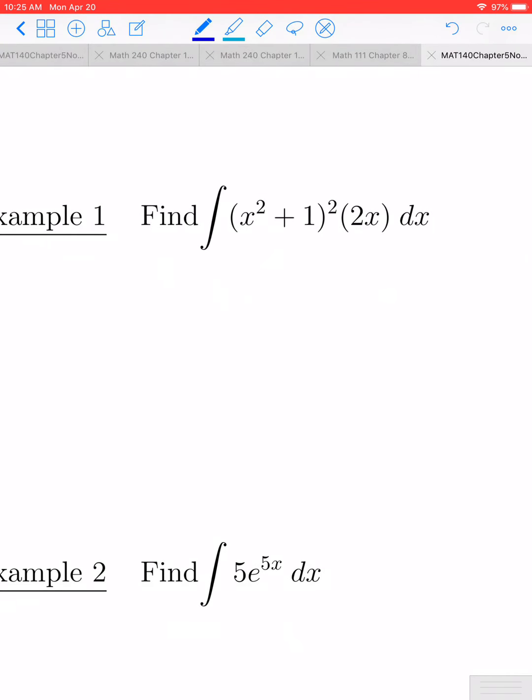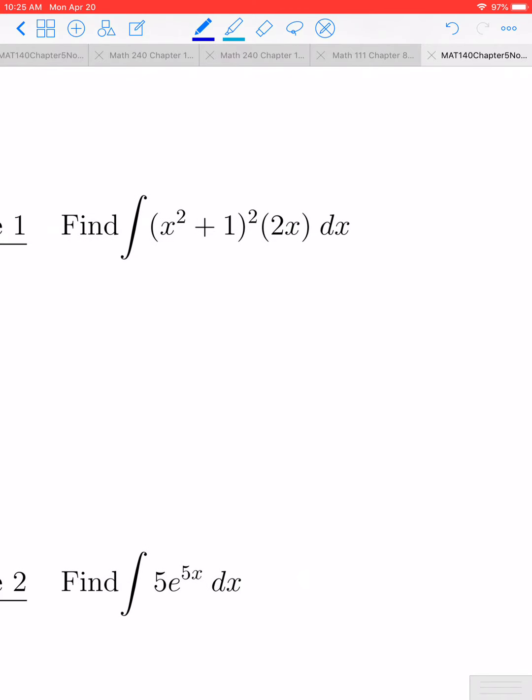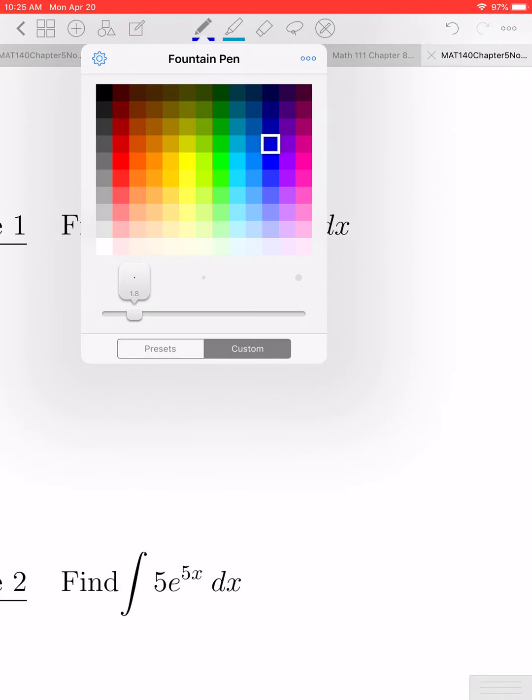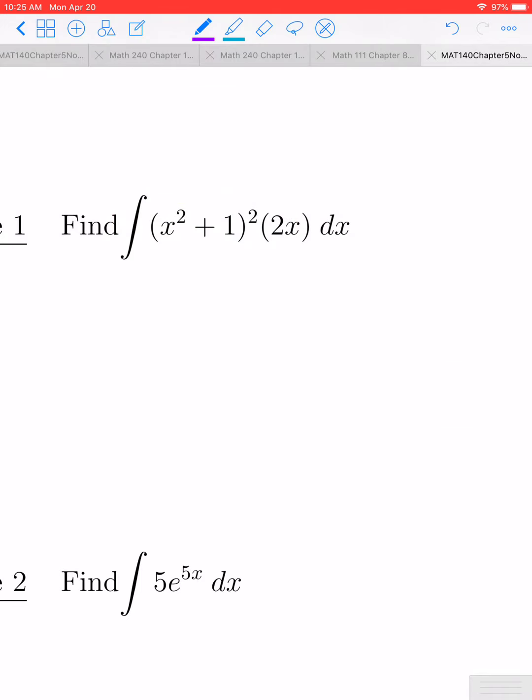Let's take a look at example 1. They want us to find the antiderivative of x squared plus 1, all squared, times 2x dx. Again, we want to make a substitution here. What we're looking for in terms of our choice of u is a part of the integrand such that its derivative is also present.